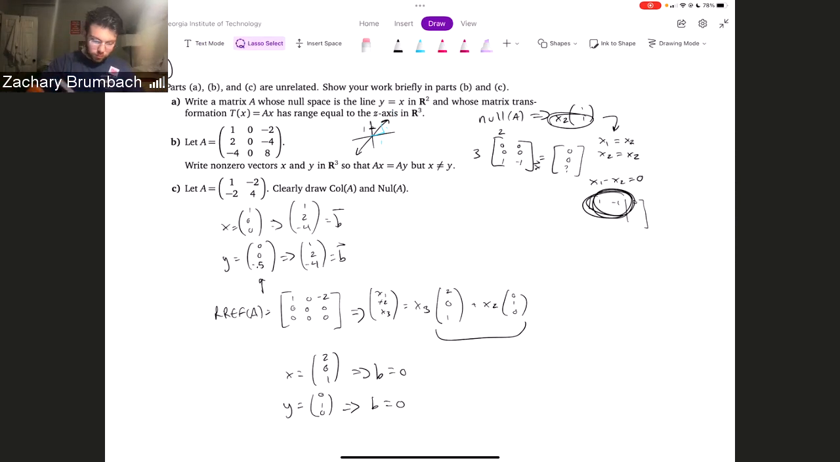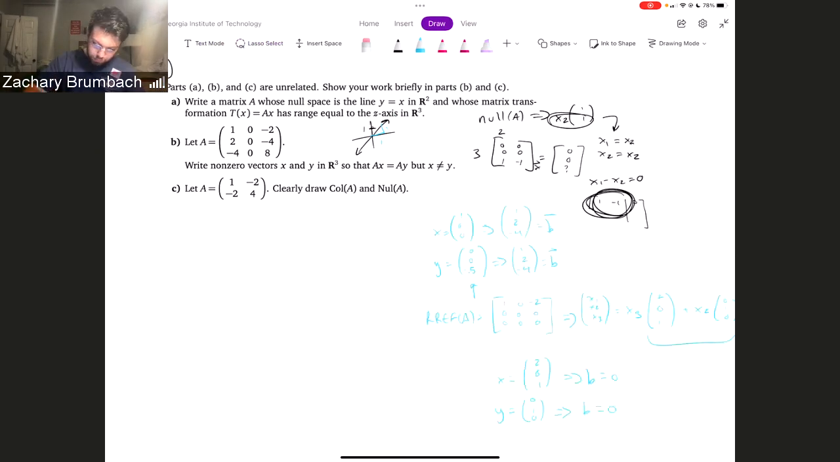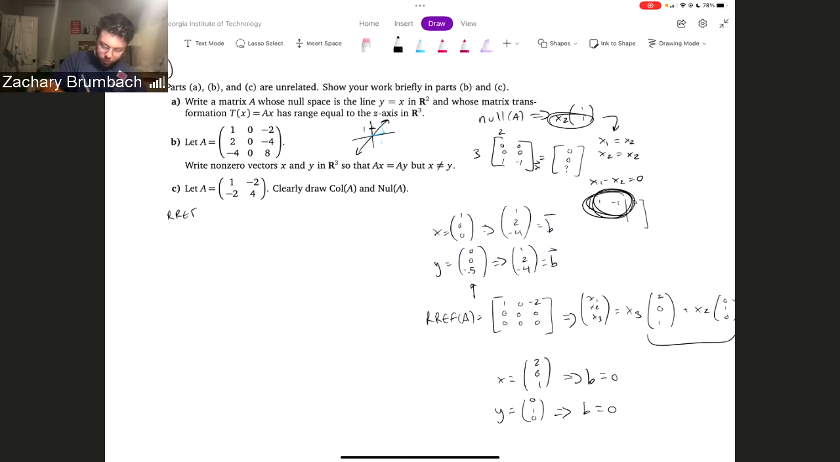Okay. So I'm going to move this to the side so I can do the last part. All right. So let A equal that. Clearly draw the column space of A and the null space of A. So when in doubt in linear algebra, take a matrix and row reduce it. REF of A is 1, negative 2, 0, 0. Okay. So where is our pivot? Our pivot is just the first column. So the column space of A.